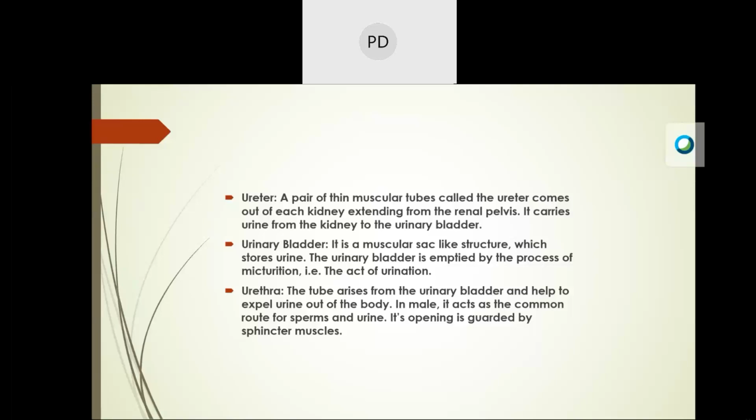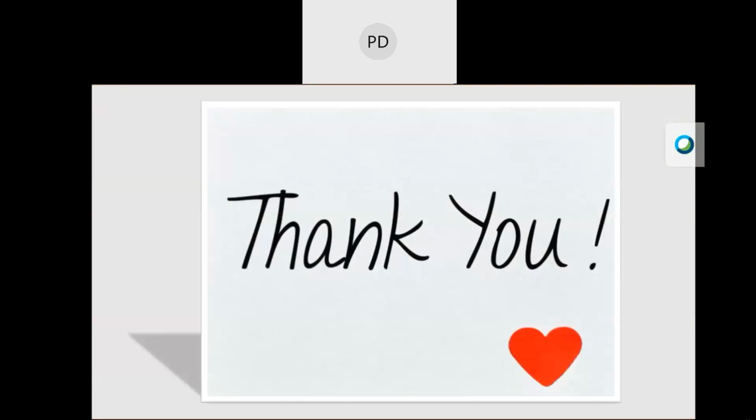Urethra. The tube arises from the urinary bladder and helps to expel urine out of the body. In males, it acts as the common road for sperm and urine. Its opening is controlled by a sphincter muscle.